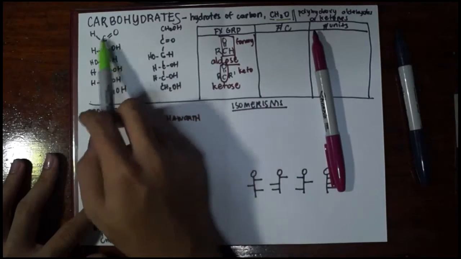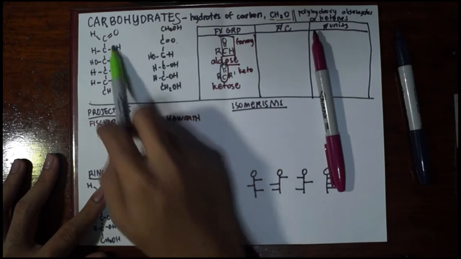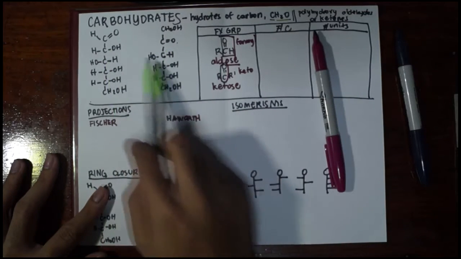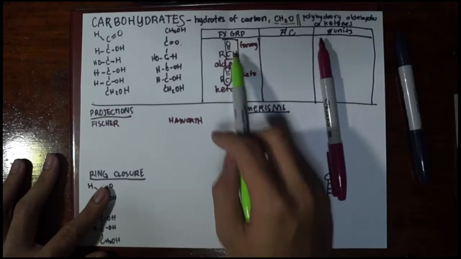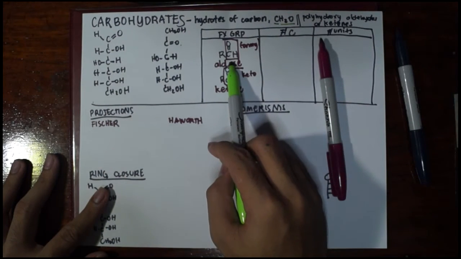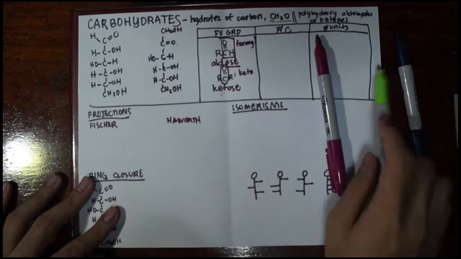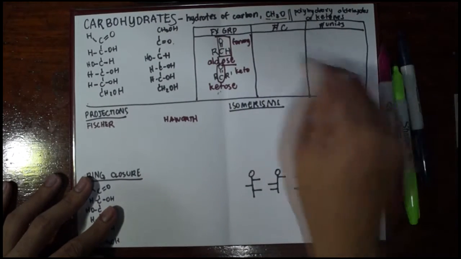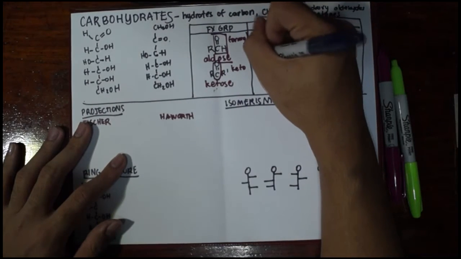The only difference is that this is the formyl group here and this is the keto group here. Given that all the configurations are the same, the functional group is different, and the number of carbons is the same, an aldose is the isomer of the ketose form. They are isomers.